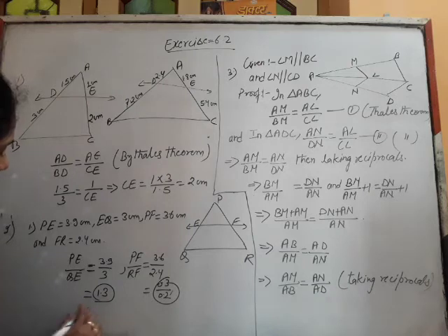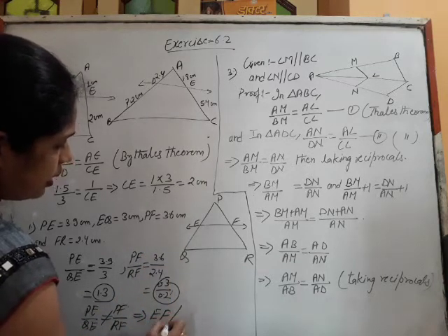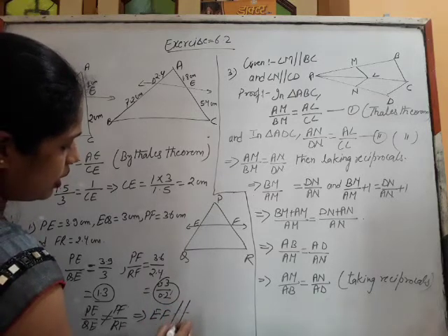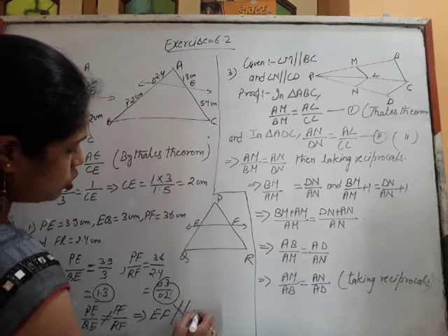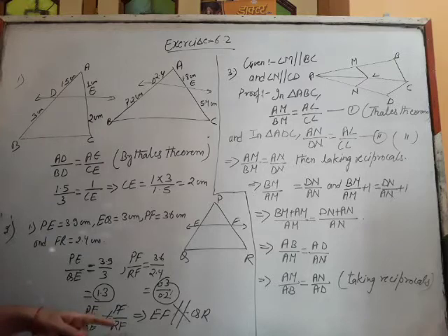So here we will write PE upon QE is not equal to PF upon FR. This implies EF is not parallel to QR. EF is not parallel to QR. It will be parallel when the ratios, the proportions, are equal.